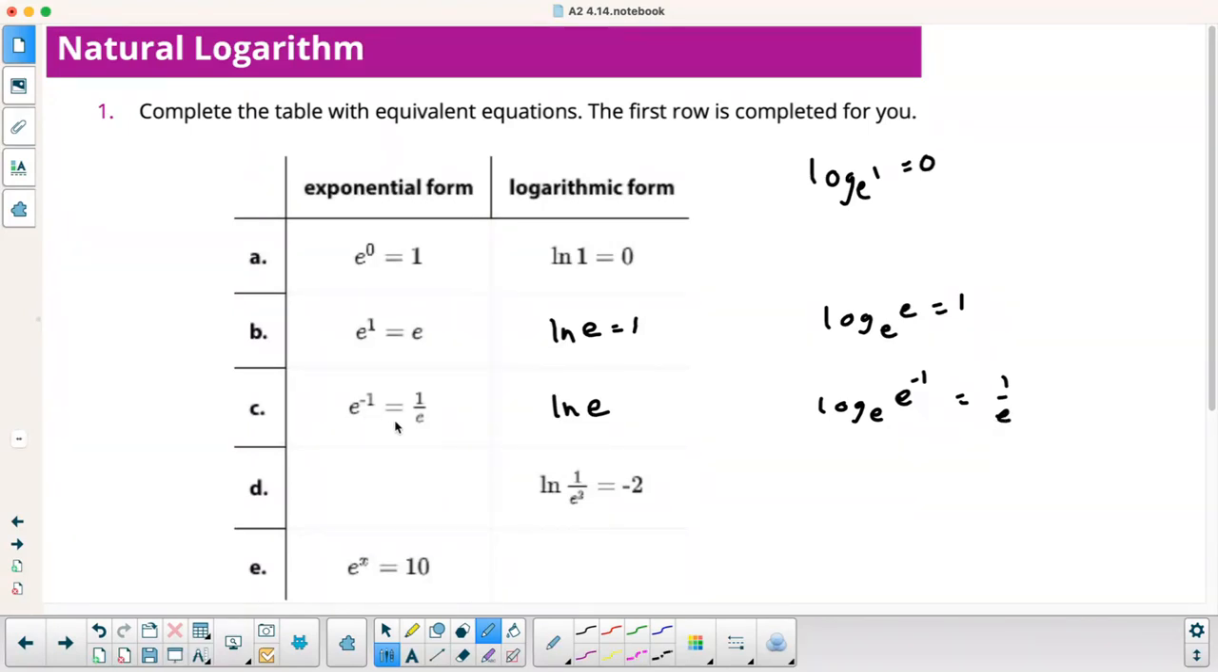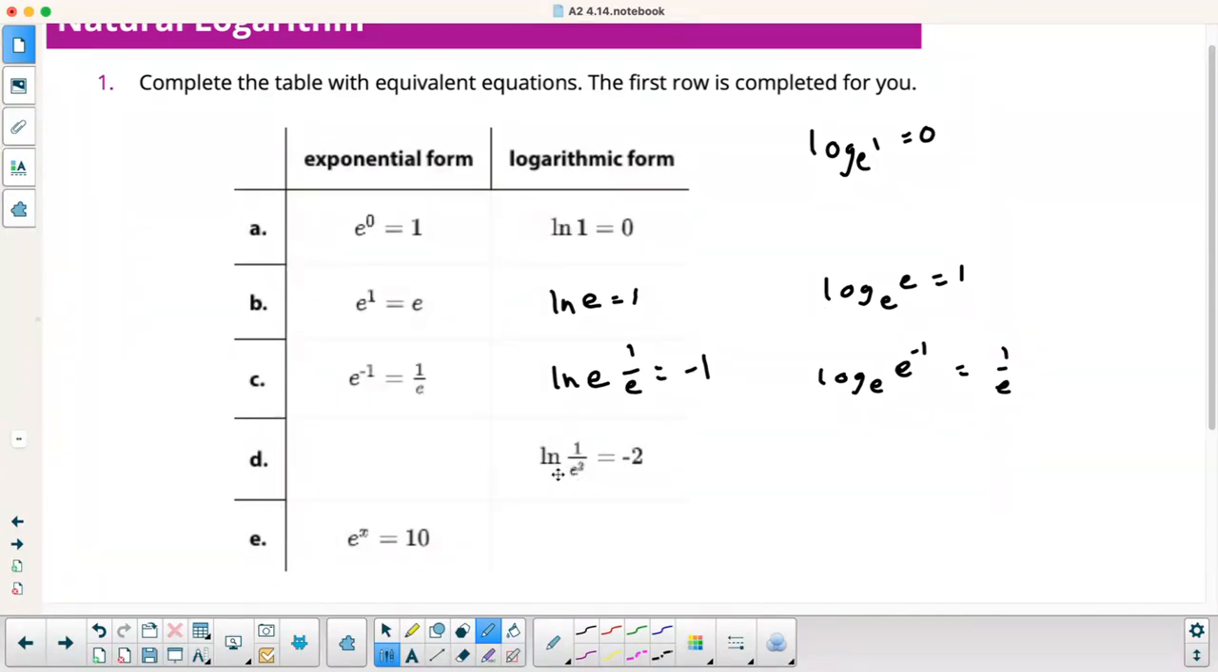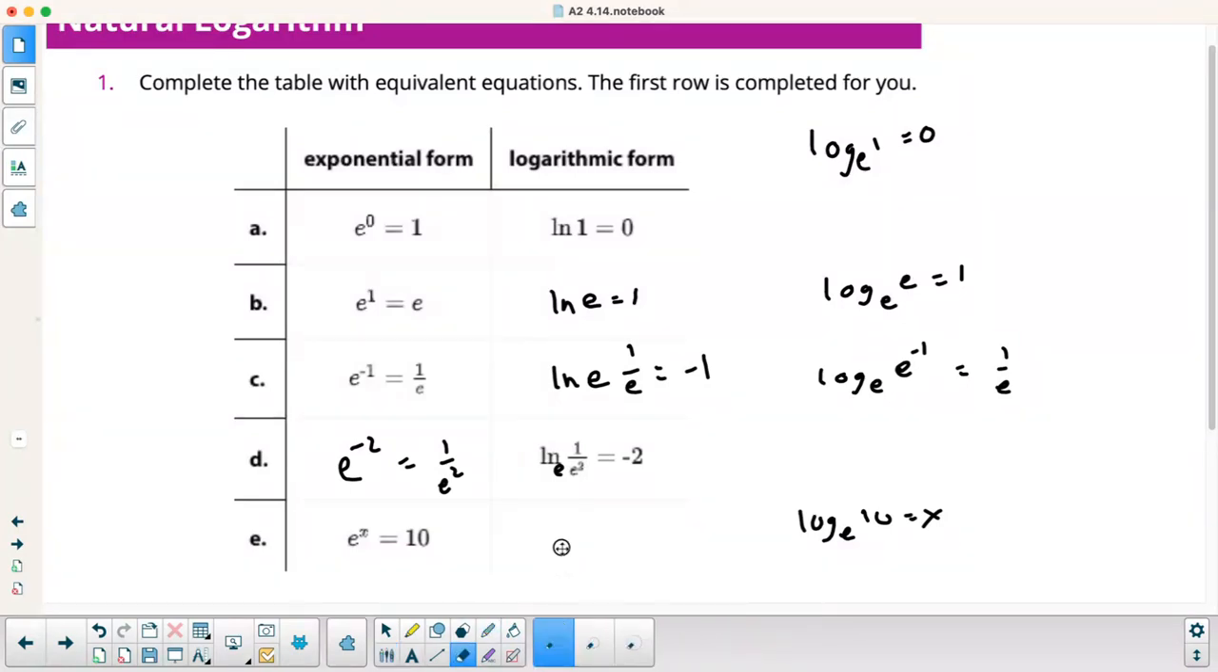So log base e of 1 over e equals negative 1. So my base is e. The e comes from right down here. We don't have it actually written. e to the negative 2 equals 1 over e to the second. So again, this is kind of like this, log base e of 10 equals x. Instead of log base e, I'm just going to say ln, because ln is a log base e.